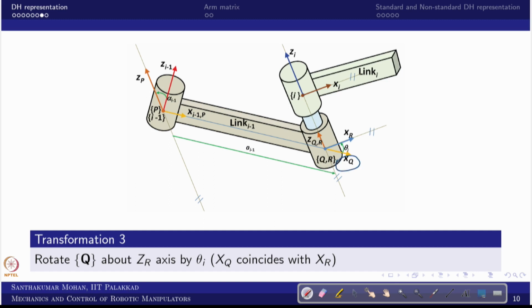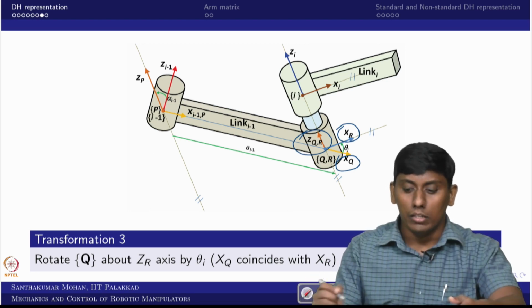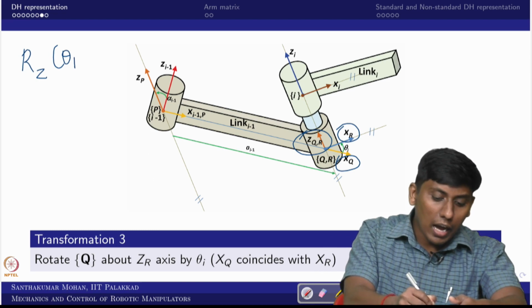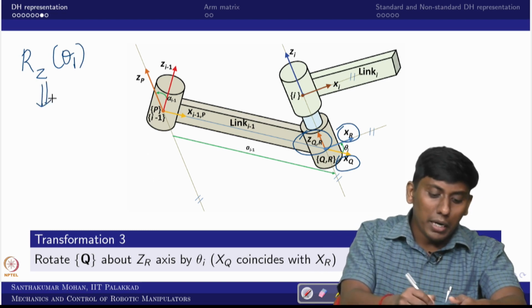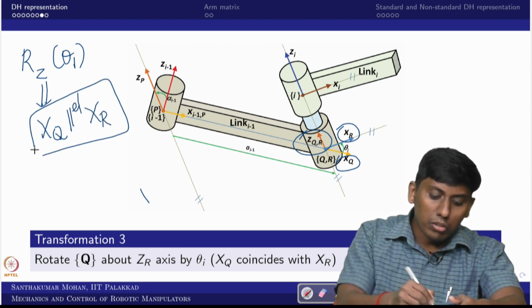So now xq and xr are an angle apart. How much angle? Theta with respect to zr. So what can we do? zq and zr are parallel, but xq and xr are non-parallel, so you make them parallel. In the sense, what you did was a rotation about z by an angle theta i, so that xq becomes parallel to xr. This is the operation.